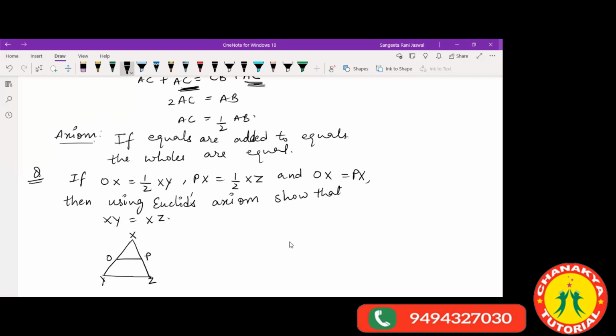Ma'am, can we use if the things are half of the same things, they are equal to one another? If equal things are half of the same things, what is that? But how do you know that they are the same things? This you have to prove, no? You have to prove this first. Think of some other axiom. Something else that follows.